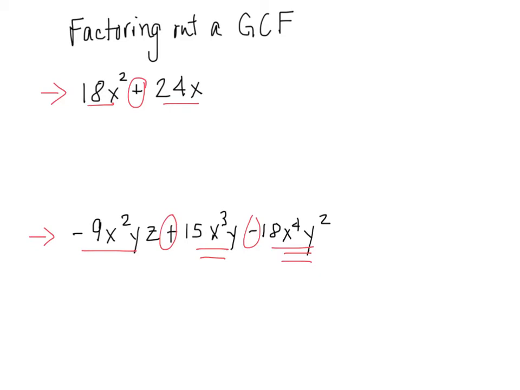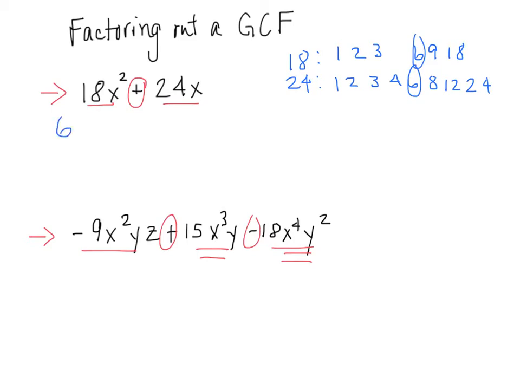If we're looking to factor out a GCF from each one of them, we're going to look at numbers first. So between 18 and 24, if you look at the factors of 18 and 24, 18 has 1 and 18, 2 and 9, 3 and 6, and 24 has 1 and 24, 2 and 12, 3 and 8, and 4 and 6. So if we look at these two lists, the largest number that both lists have in common looks to be 6. So we're going to look to factor out a 6.